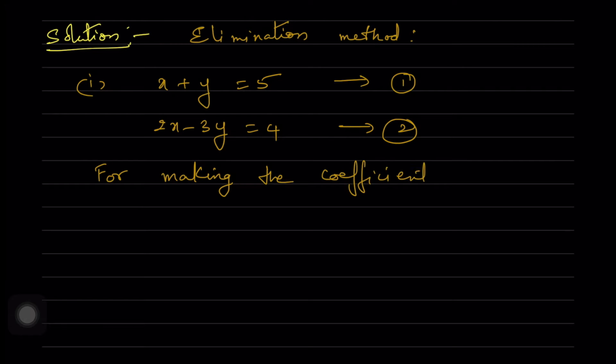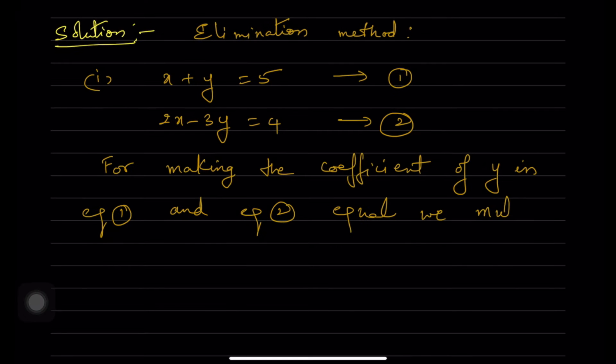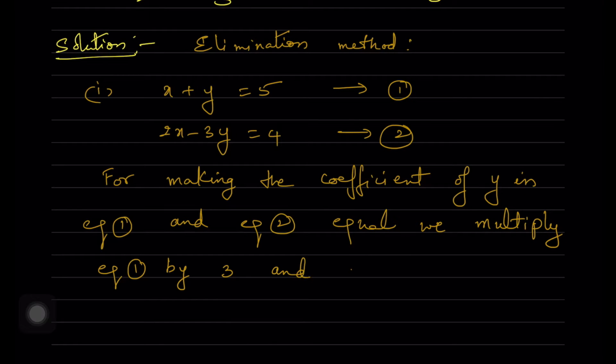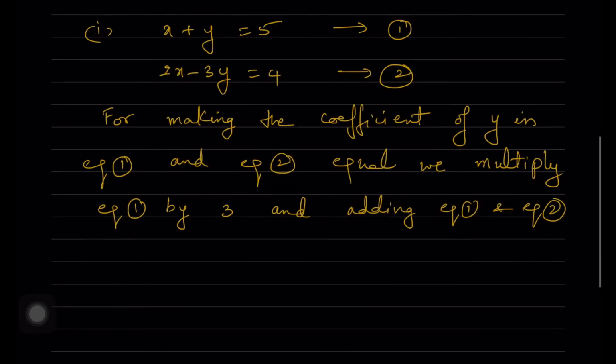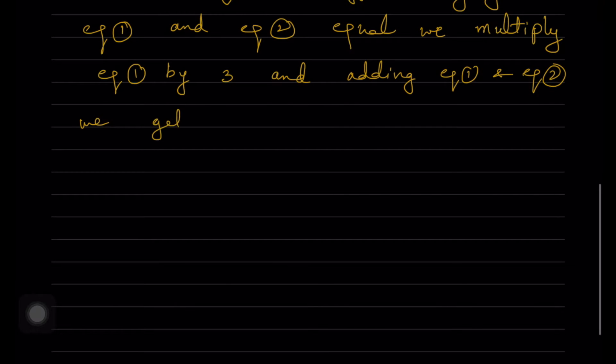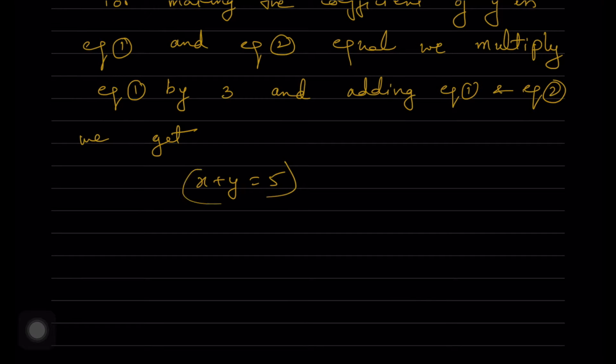We'll just see. For making the coefficient of y in equation 1 and equation 2 equal, we multiply equation 1 by 3 and then we add both the equations. So what do we get here? When you multiply equation 1 with 3, you get 3x plus 3y is equal to 15.